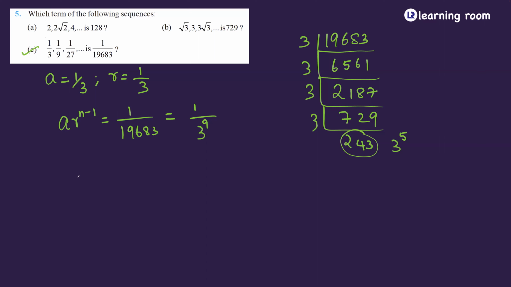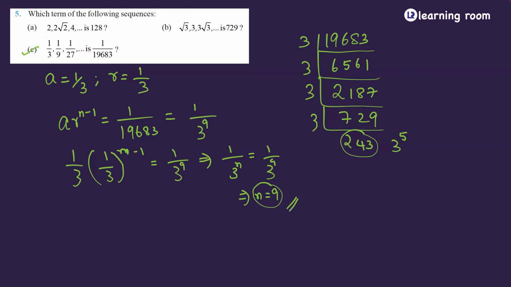Am I right? So a is how much? 1 by 3 into r, which is 1 by 3 only, raised to the power n minus 1 is 1 by 3 power 9. So how much will you get? 1 by 3 power n minus 1 into 3 is 3 power n. So 1 by 3 power n is equal to 1 by 3 power 9. So what is the value of n? So this will be the answer. It will be the 9th term.